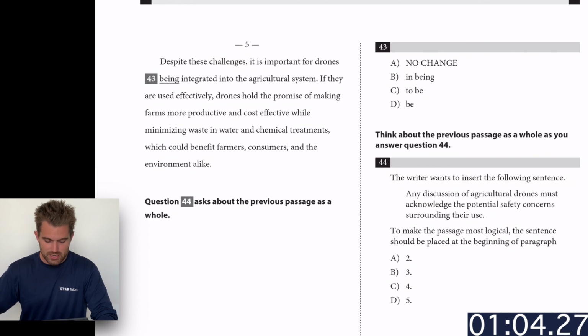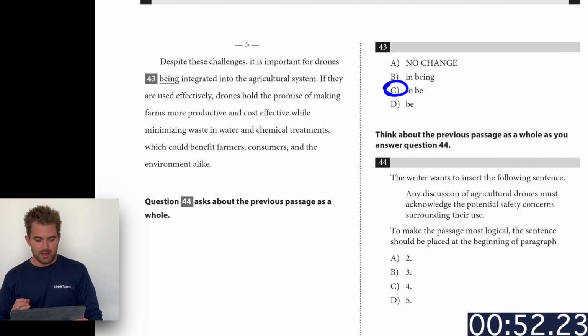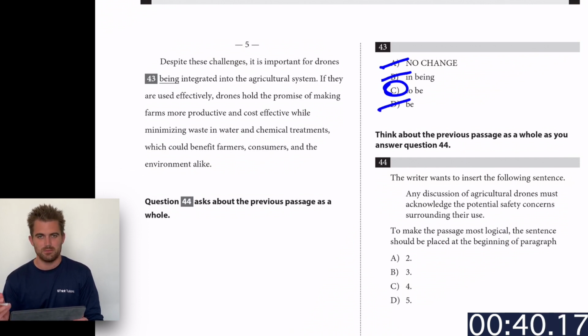107. Despite these challenges, it is important for drones to be integrated in the agriculture system. It's got to be C, right? I just started reading that one, and that's what I would have put in anyway. If you read all of those, this is just a verb tense. That's an infinitive. That's pretty easy. It is important for drones being integrated into the agricultural system. In being, no, be. Those are all wrong pretty easily. It's got to be to be. I think that's the only one that even makes sense logically.